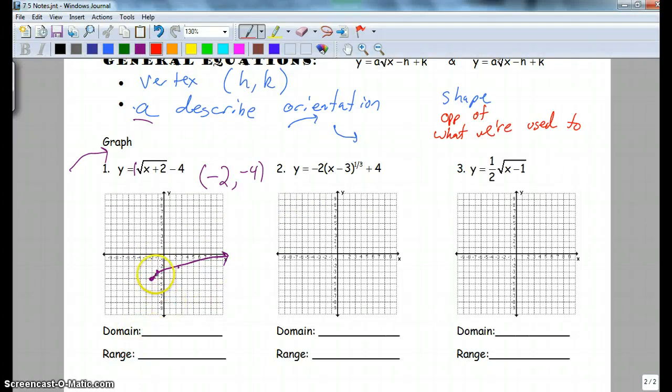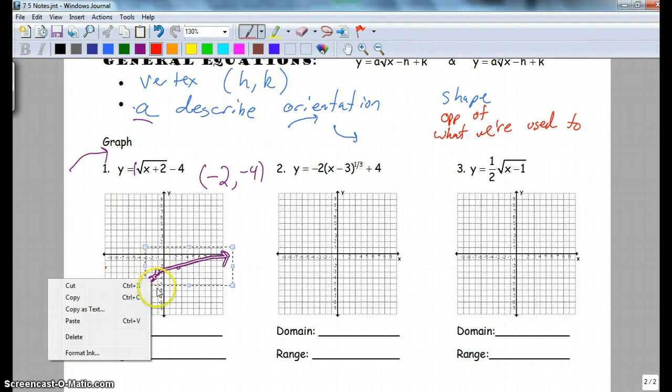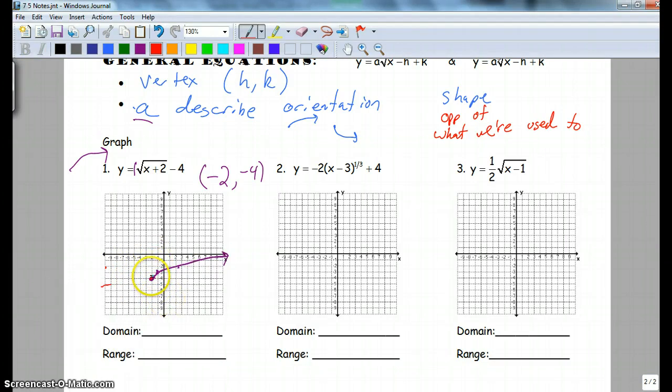Let's talk about the domain. What x values are being used here? Well, look, according to the graph, none of these x values are getting used until the first x value that gets used, here at -2. So x is greater than or equal to -2.